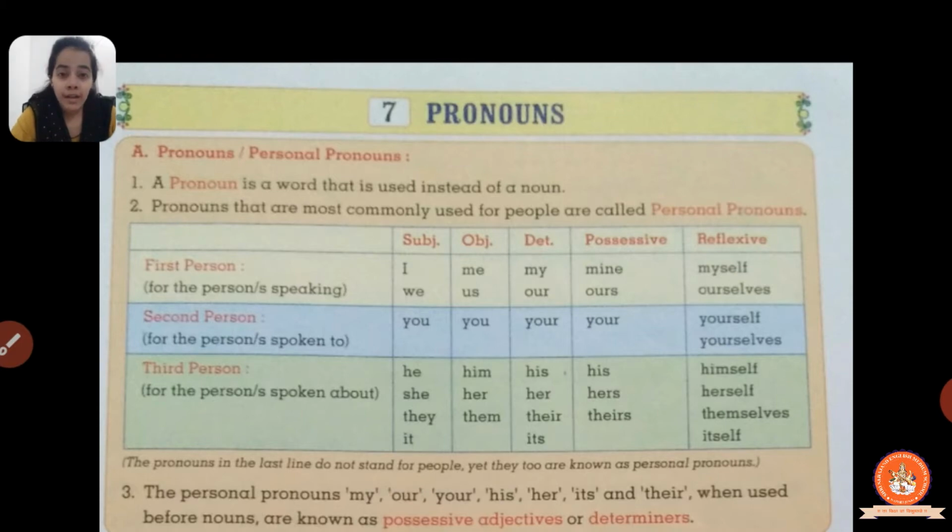So today we are going to start with our new topic. The name of our topic is pronouns. You must have studied this chapter in your previous class, right? Again, we'll read and recap here and understand about pronouns. First of all, I'll explain with one example. So what are pronouns?